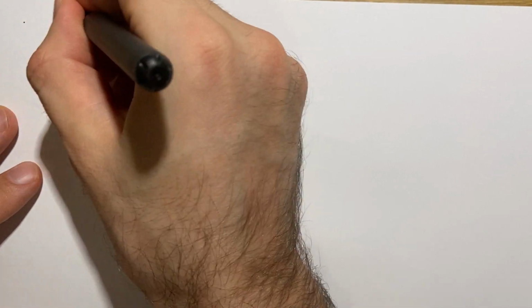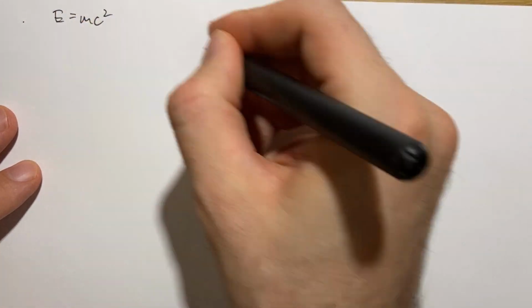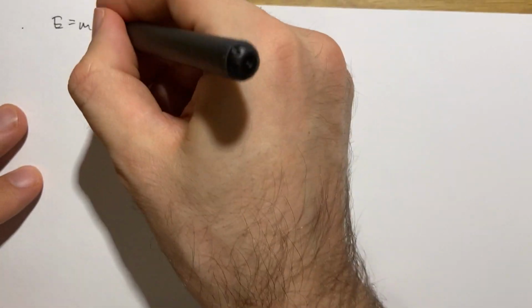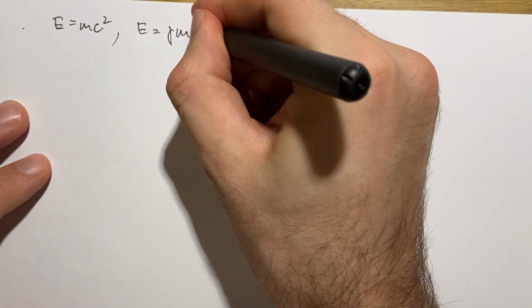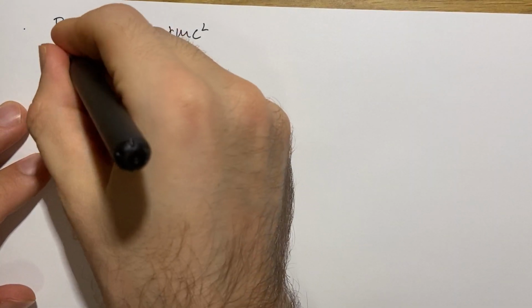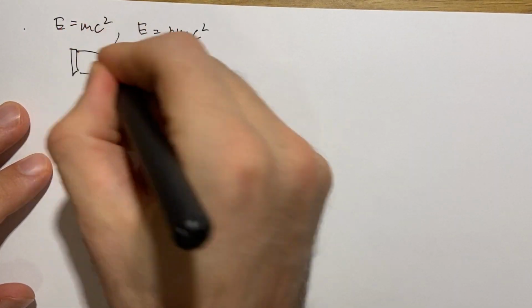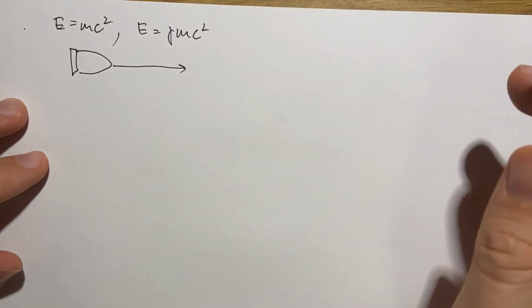In this video we'll derive the famous equation E equals mc squared, or more correctly E equals gamma mc squared. Alright, so how are we going to do this? Well, first let's consider that we have a spaceship. We have a spaceship and it's traveling close to the speed of light.